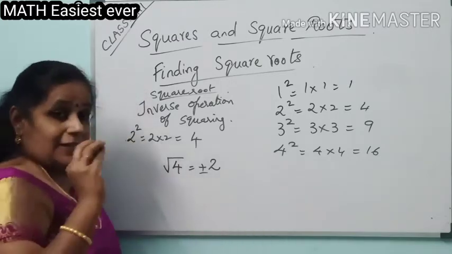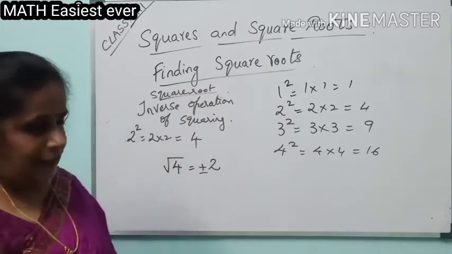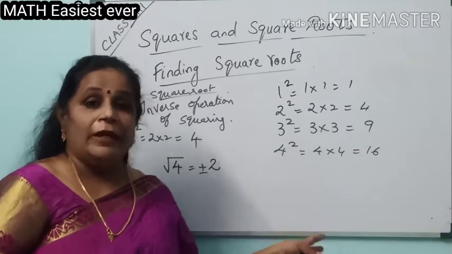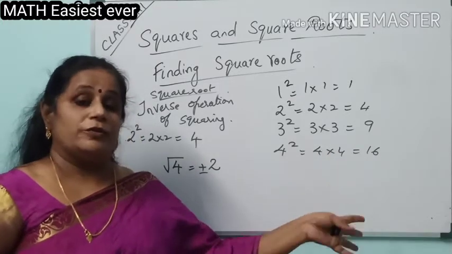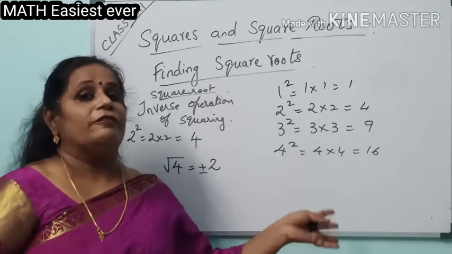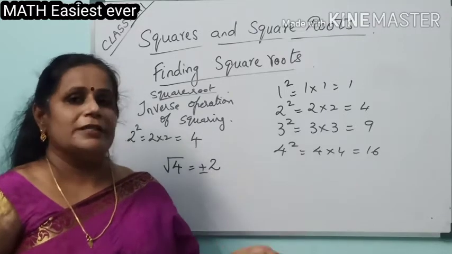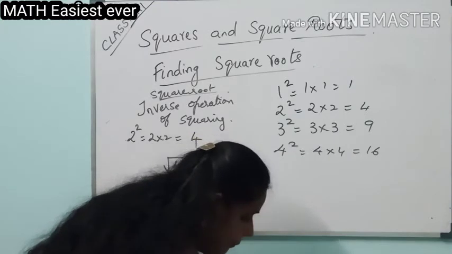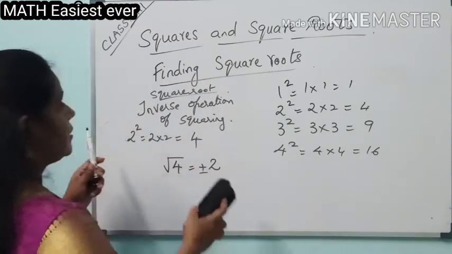Now, if it's small numbers, you can say directly: 4 square is 16 or square root of 16 is 4, and 5 square is 25 and root 25 is 5. Square root of 100 is 10. When you have small numbers, we can say easily. What happens when you have a bigger number? With a bigger number, how will you find the square root?